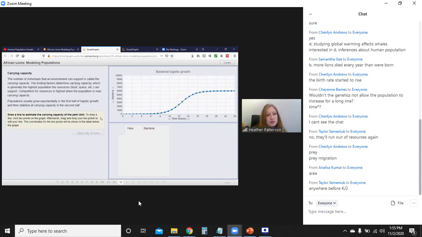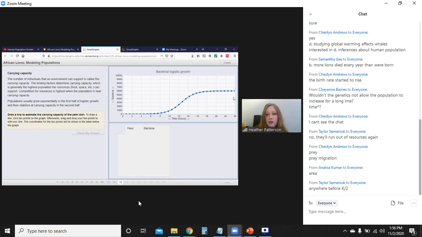So the number of individuals that an environment can support is called the carrying capacity, or K. The limiting factors determine carrying capacity, which is generally the highest population that resources, food, space, etc. can support. Competition for resources is highest when the population is near your carrying capacity. As was said by Taylor, the lowest competition is when you're below half of your carrying capacity. Populations usually grow exponentially in the first half of your logistic growth curve and then stabilize at your carrying capacity. So draw a line to estimate our carrying capacity of the Petri dish.